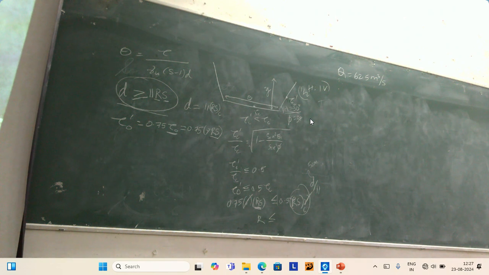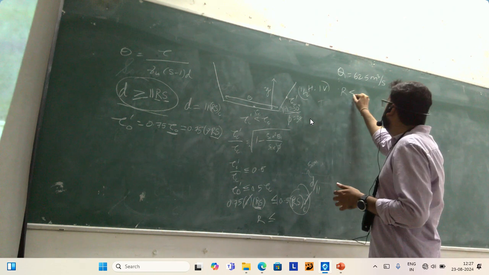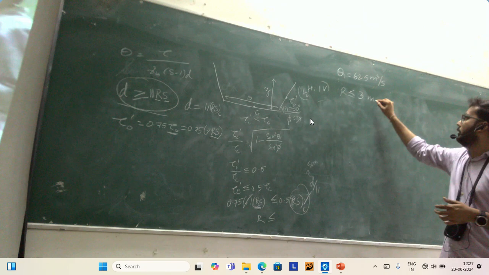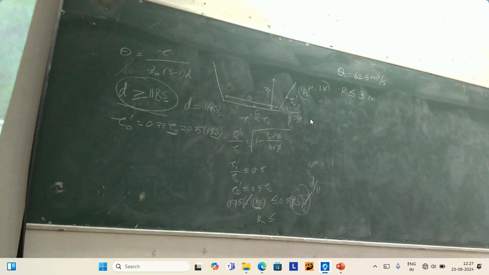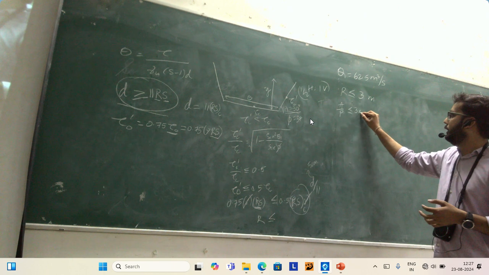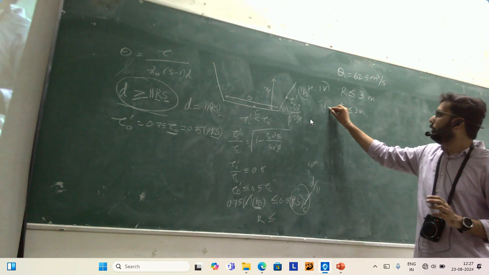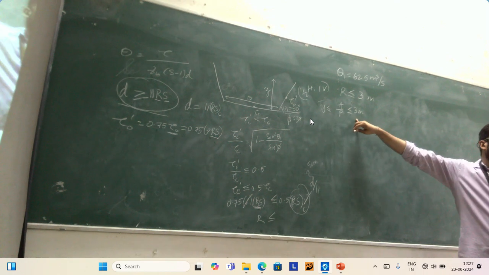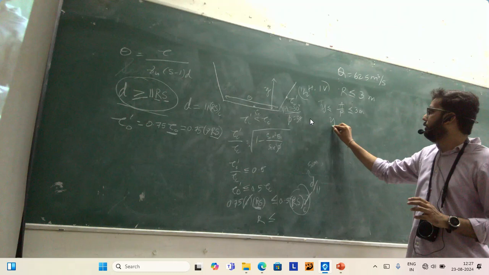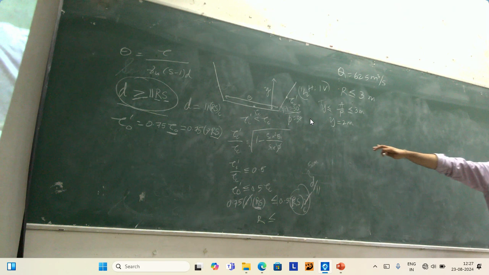So what did you get for R? 3. So the hydraulic radius should be less than or equal to 3. Hydraulic radius is A by P, should be less than or equal to 3. Now, if it is a wide channel, then we could say approximately the depth should be less than or equal to 3. And so I'm going to start with a value of y, let's say 2 meters.